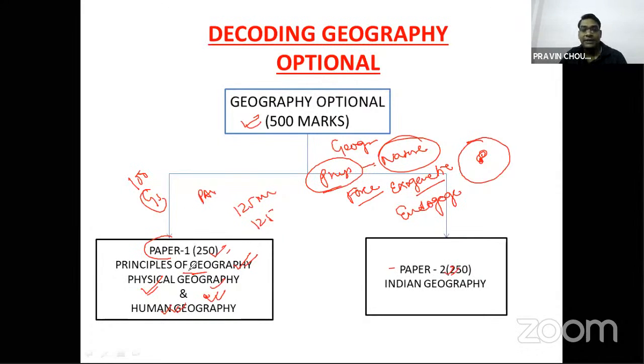So paper 1 will be divided into two parts, physical geography and human geography, and paper 2 is entirely Indian geography, for 250 marks. Again, this will be a 250-mark paper. Entirely Indian geography, where you study the entire theory of India, physiography of India, agriculture of India, trade, everything. Economic geography, everything will be studied in Indian geography.